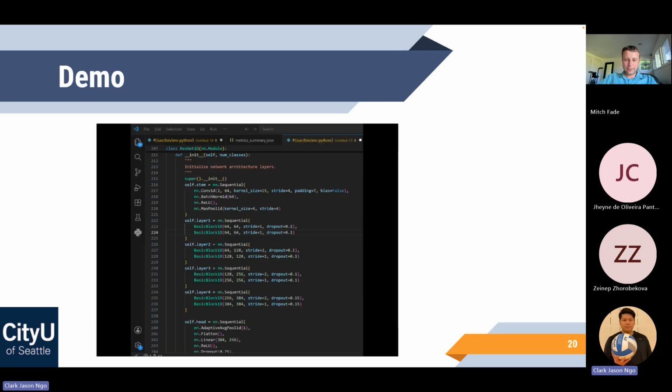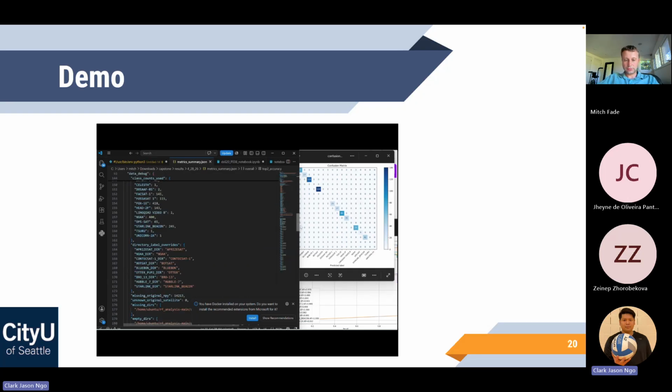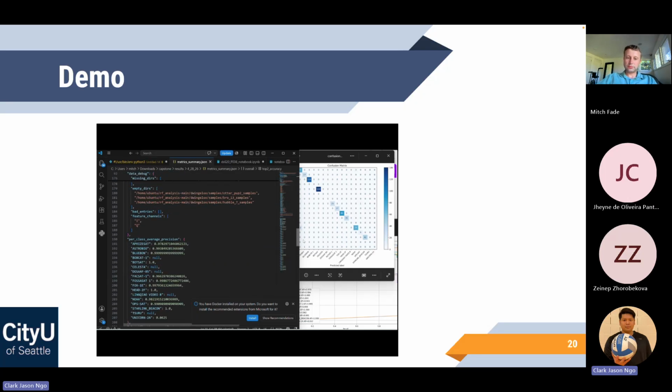A 1D ResNet classifier is used with an input stem, residual, flattened, fully connected head, ReLU, head dropout, and linear output layers, and is evaluated by a softmax function. When the program finishes, it produces an accuracy report that reports precision and recall, including the overall statistics, and then a breakdown by the individual classes.